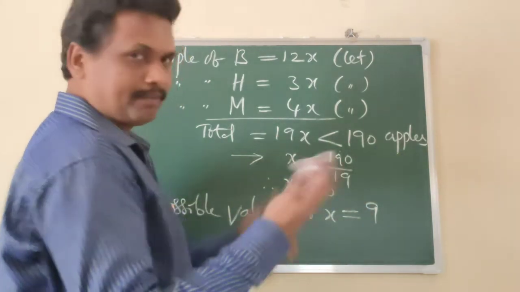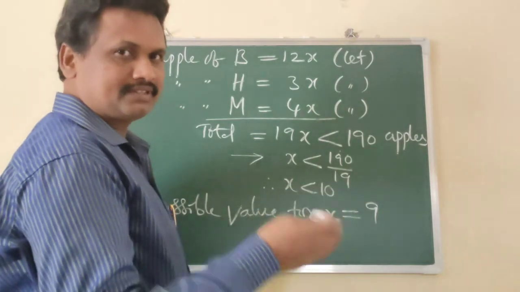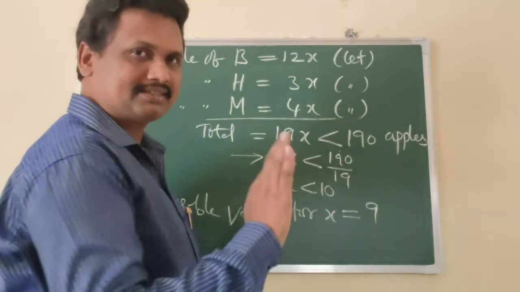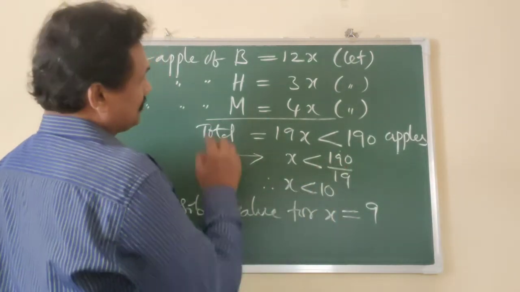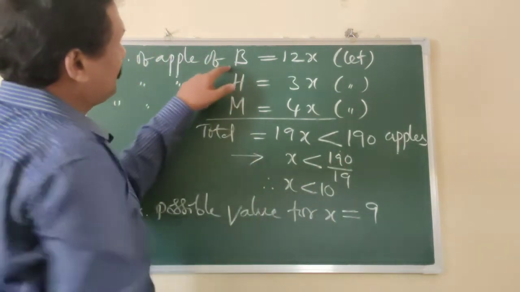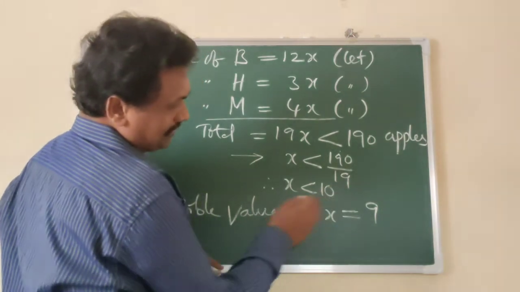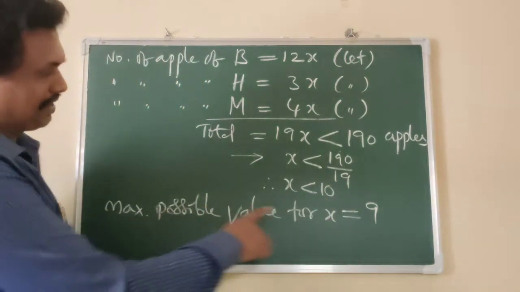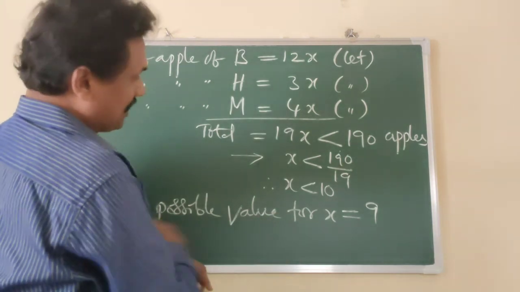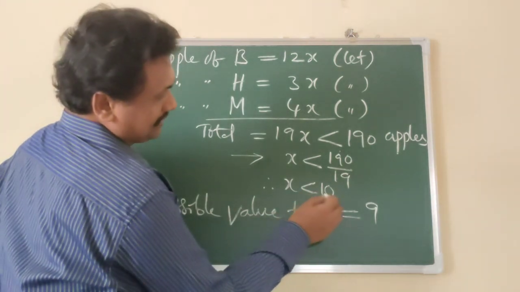No apples means 0, and if more apples, 1, 4, like that. That's why it is always a whole number. The answer asks for the maximum number of apples brought by Bill, so we must select the maximum number below 10. Why? Because we need the maximum number. That's why the maximum number possible less than 10 is 9.